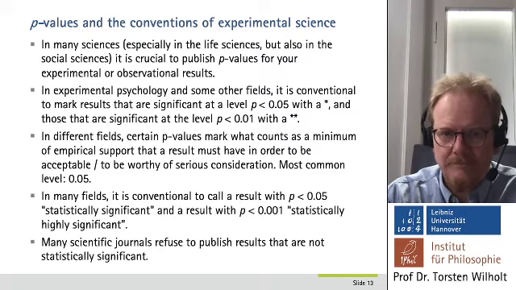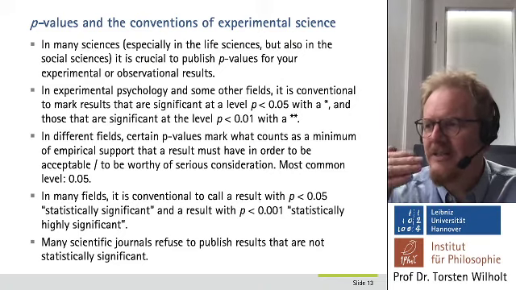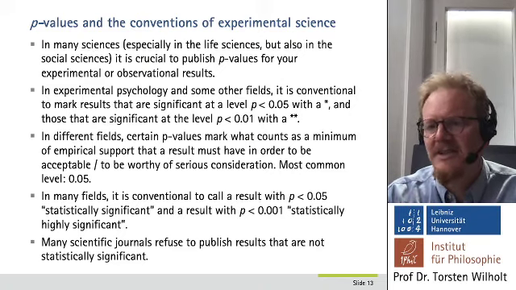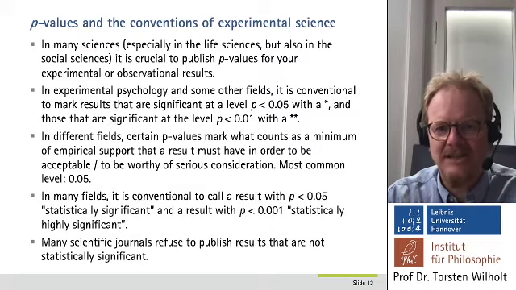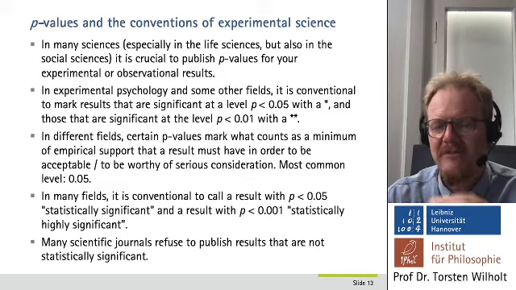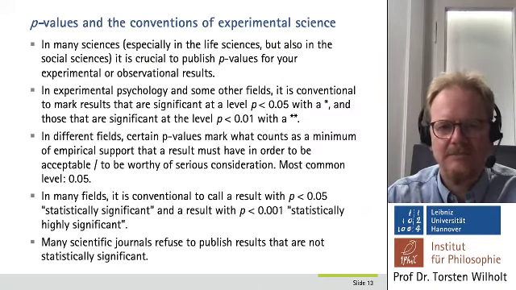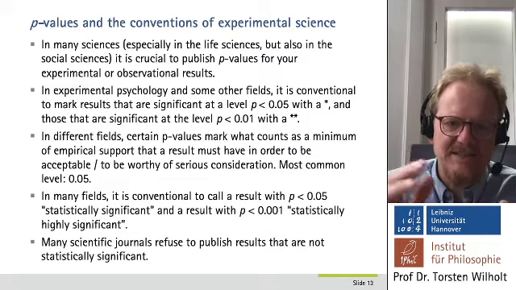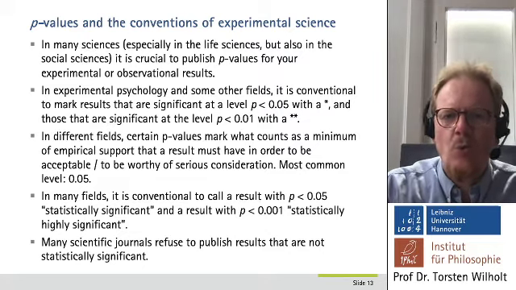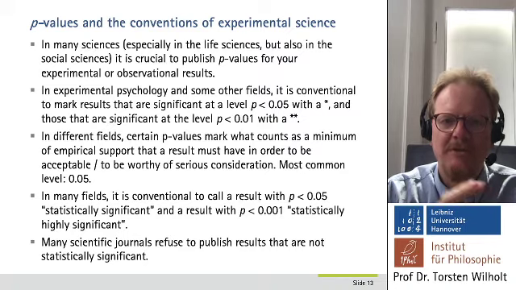So, because there's no such thing as actually really refuting the null hypothesis, this is as close as we get. The closest we can get to having these kinds of results is having small p-values. The smaller the p-value, the more interesting, the more relevant the data. So in different fields, certain p-values mark what counts as a minimum of empirical support that a result must have in order to be acceptable, to be worthy of serious consideration.